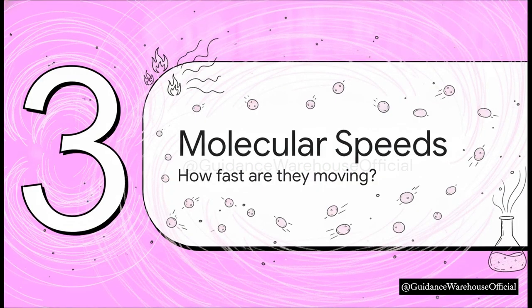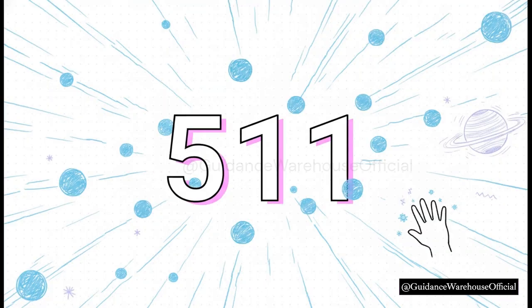Section 3. Calculating molecular speeds. How fast are they actually moving? Okay, so if heating a room just means the air molecules are moving faster, how fast are they actually moving right now? 511. Now what's mind-blowing is that 511 meters per second is the average root mean square speed of a nitrogen molecule in a room sitting at a completely normal 20 degrees Celsius.